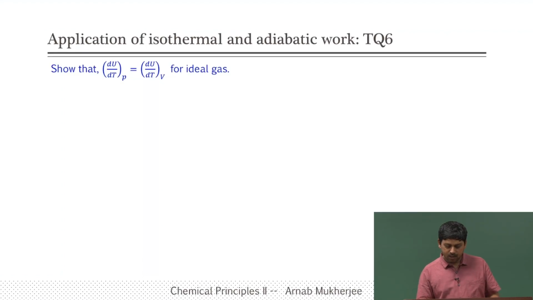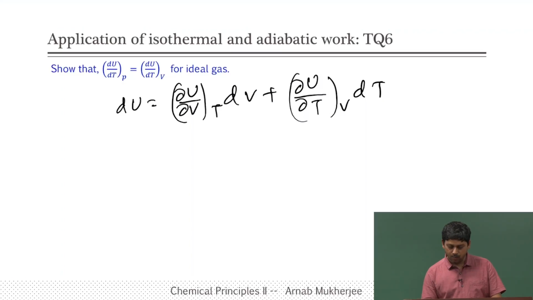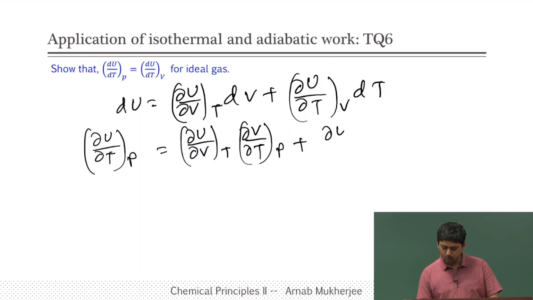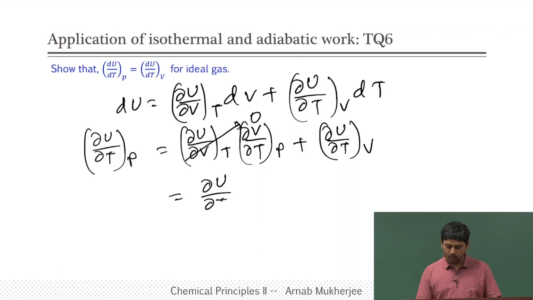Okay. And this is very simple: show that du by dT at P equals du by dT at V for an ideal gas. So, remember, we will do that again: dU equals del U by del V at T dV plus del U by del T at V dT. Now, we have to do one more derivative, which is del U by del T at P, which is del U by del V at T times del V by del T at P, plus del U by del T at V, since del T by del T is just 1. Now, we already know that del U by del V at T is 0. So, this quantity becomes 0 and it gives us del U by del T at V.